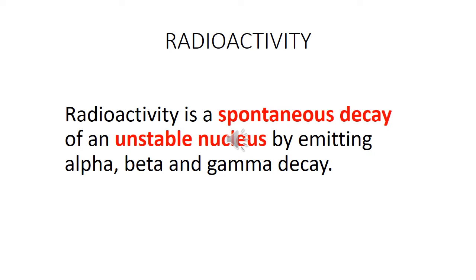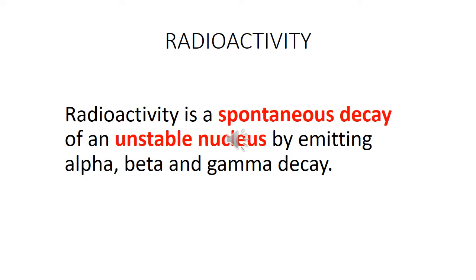There's another name for radioactive decay. We also call it radioactivity. Do you know what radioactivity is? Okay, let's read it together. Radioactivity is a spontaneous decay of an unstable nucleus by emitting alpha, beta, and gamma decay. So, when we talk about spontaneous decay, is it planned? Nope, it's unplanned. And can we predict it? Also nope, it's unpredicted. We just leave it there and it happens just like that.